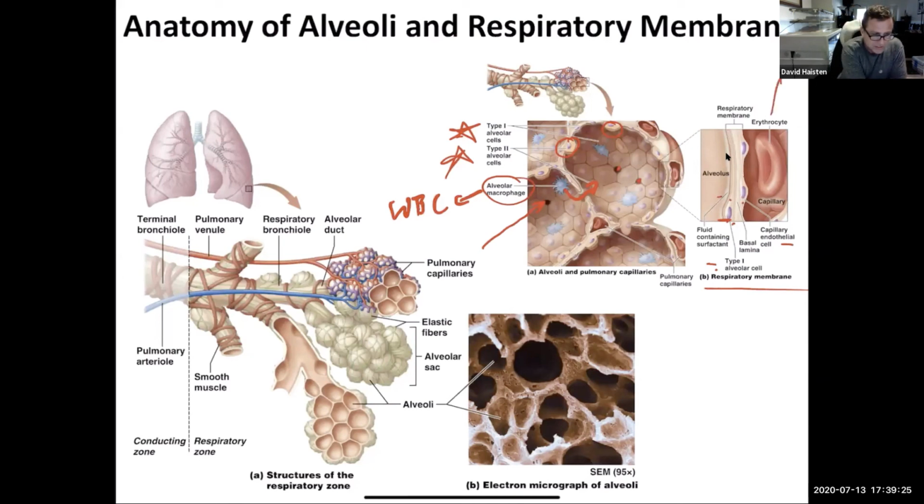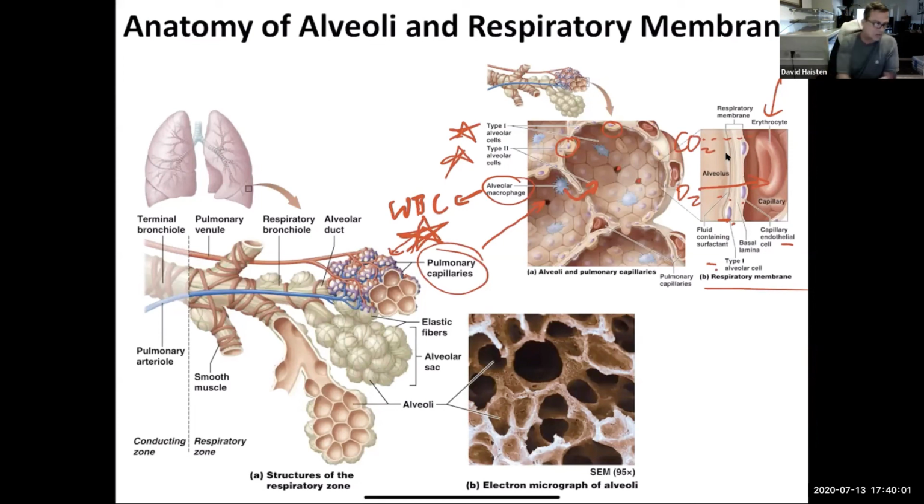So erythrocytes move through these pulmonary capillaries. You are here. That's where you are, where the star is. You are here. Air moves down and it's in your alveoli. And then the oxygen just diffuses right into your red blood cells. So O2 in and CO2 out. There it is. So that's your respiratory membrane. So this is the fine level of detail.